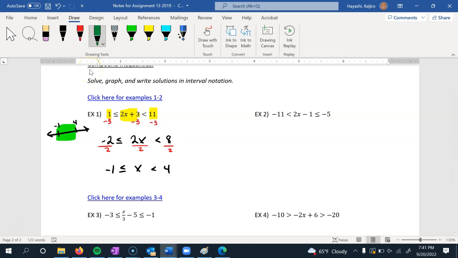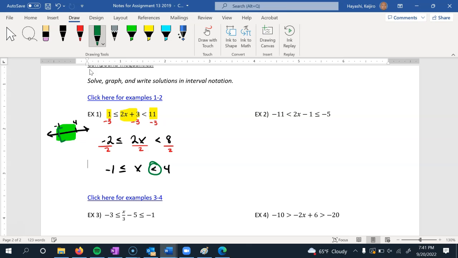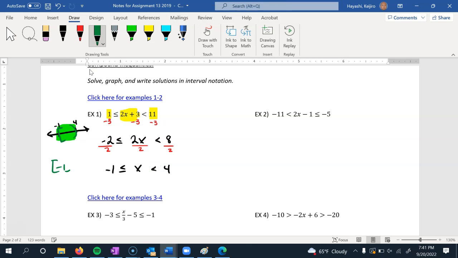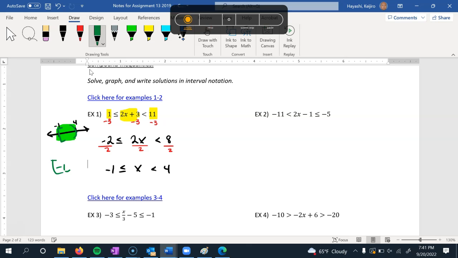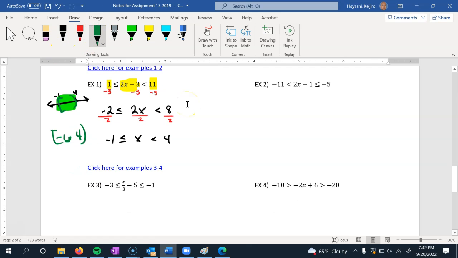Okay, is -1 going to have a bracket or a parenthesis on it based on this symbol? A bracket. What about the 4 based on this symbol? A parenthesis. So bracket -1, comma, 4 with the parenthesis. Easy peasy.